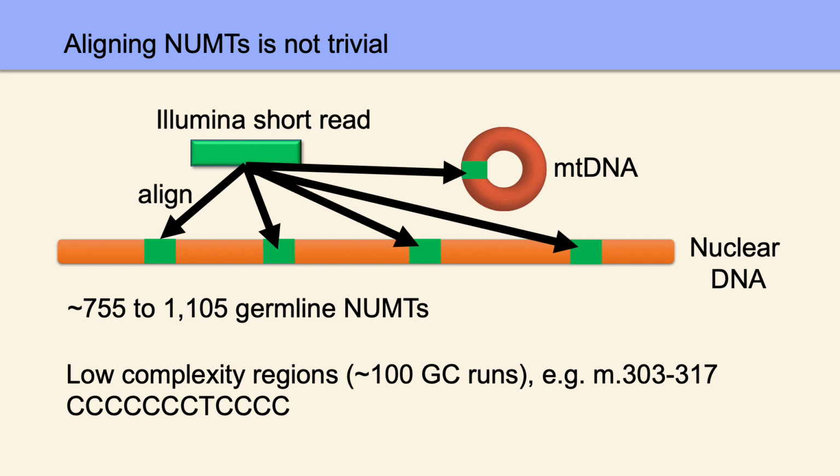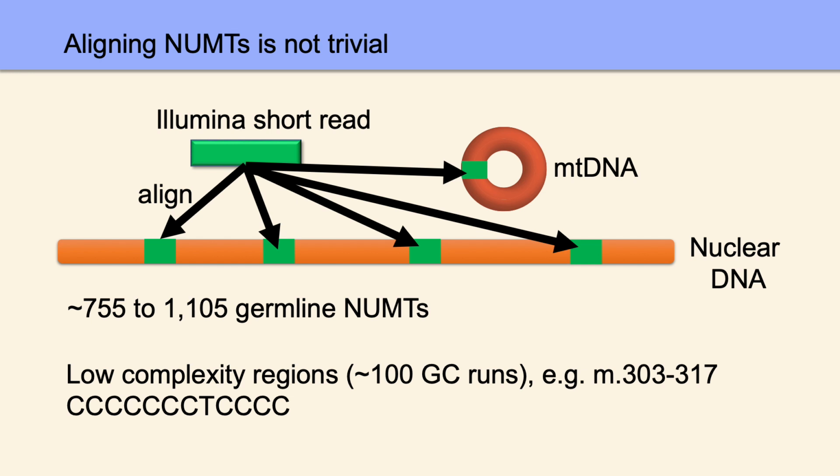So aligning NUMTs, as you may have guessed from some of the things that I mentioned to you, is not trivial. An Illumina short read that represents your mitochondrial or NUMT sequence could align to multiple places. First of all, it could align to the mitochondrial DNA, which means that it could be legitimate mitochondrial DNA sequence, but it could also align to multiple regions in the nuclear DNA. It's not a one-to-one correspondence, as is often assumed to be the case. You could have a single NUMT appearing in multiple regions in the nuclear DNA.